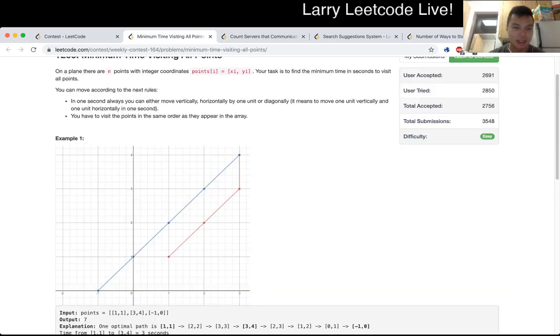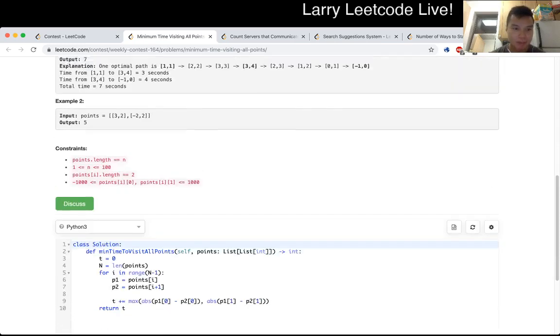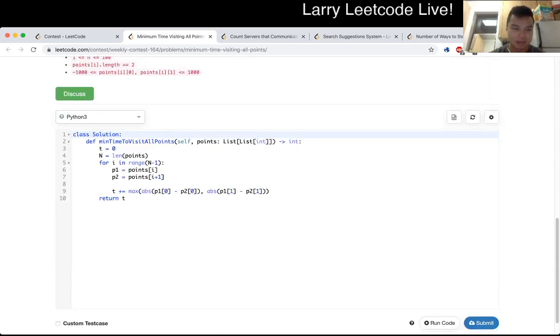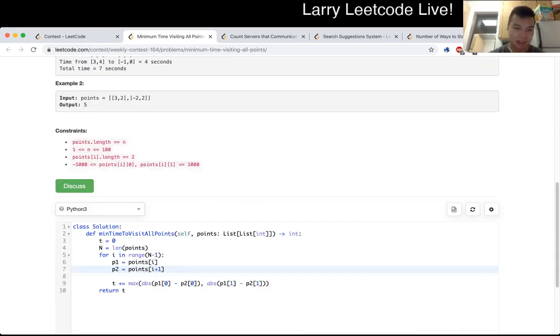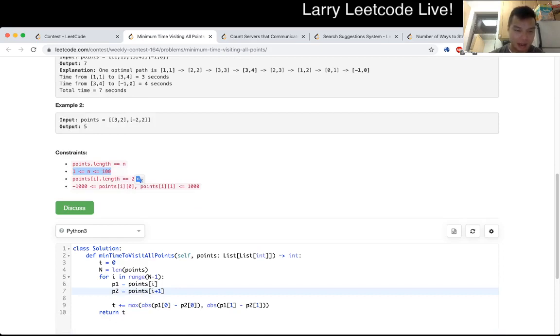And then the second thing I noticed here was that you have to visit the points in order. So there's no way around it, right? You just have to look at every adjacent points and then do the math. So there's no tricky thing about permutations. I didn't even look at the end in this case because I knew I have to visit them in order, so it's going to be linear in any case.